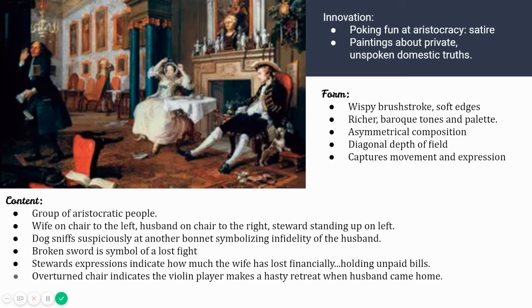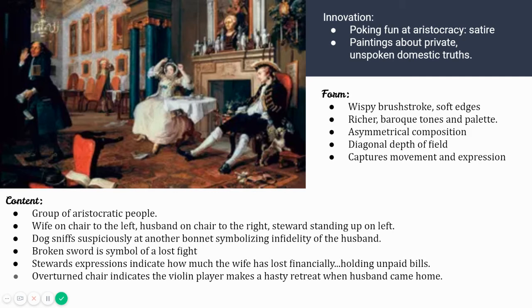So one of the biggest innovations is that we have this satire painting, poking fun at the aristocracy, and also still with the theme that paintings were about private, unspoken domestic truths. These types of situations were never spoken about before. It was just an unspoken truth, but now they're all being exposed and made fun of, causing people to question these upper class and high societies.